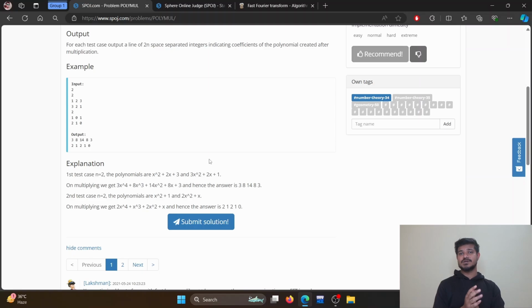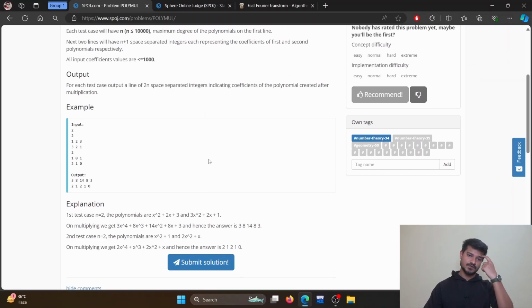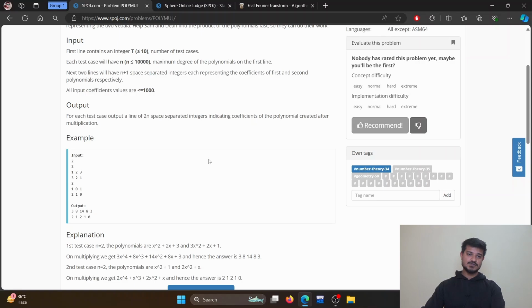So how are we going to solve this problem? Very easy. You can actually solve it using brute force, but the brute force approach takes n square running time, with n given as 10 to the power 4. This may result in TLE, because there are 10 test cases. So instead of brute force, we are going to solve it using fast Fourier transform.